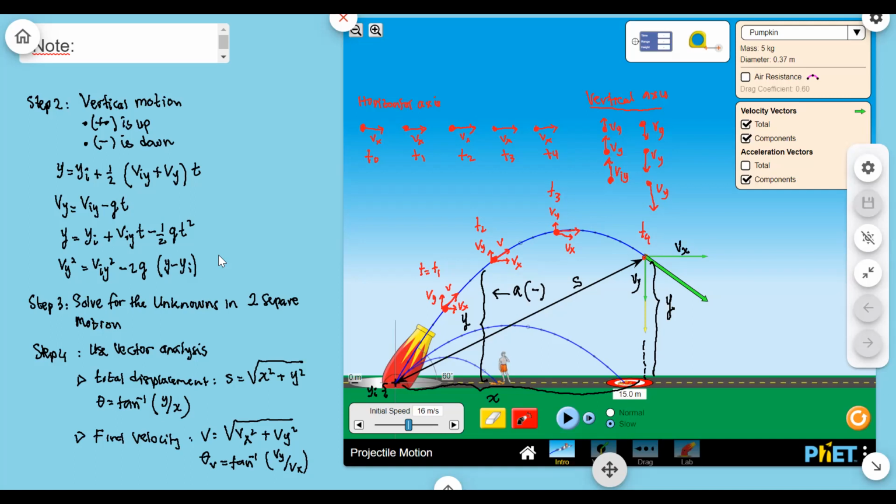In the next video, I will give you a problem related to the horizontal and vertical motions, or projectile motion, everyone.